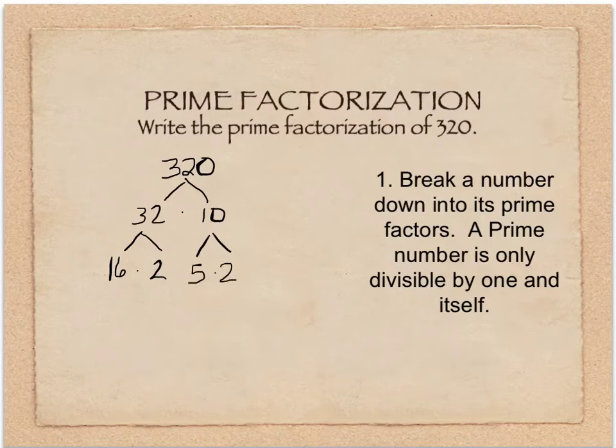And I do see a couple prime numbers now. I see 2. 2 is only divisible by 2. 2 divided by 2 is 1, and 2 divided by 1 is 2. So those are called prime numbers, so I'm going to go ahead and circle those.